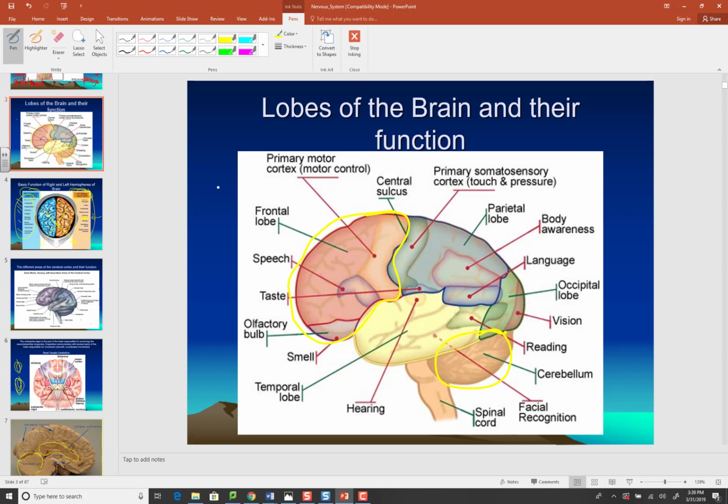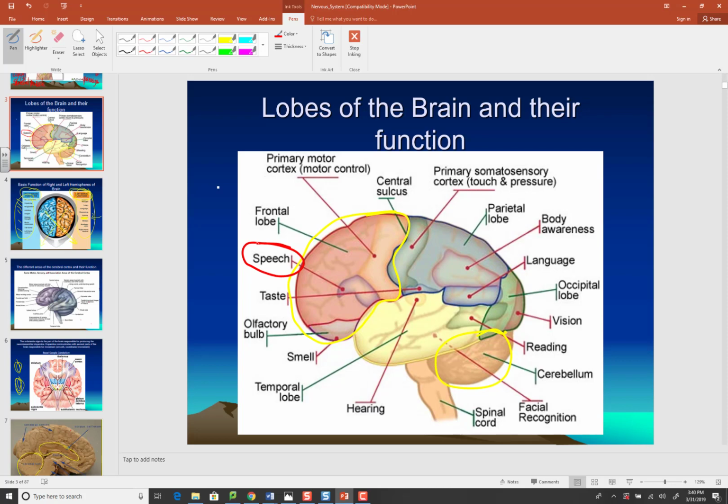Anyways, also the frontal lobe is involved in speech and the initiation of speech. So if someone develops a stroke in the frontal lobe, it can affect their speech.